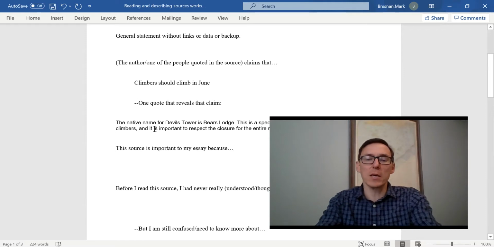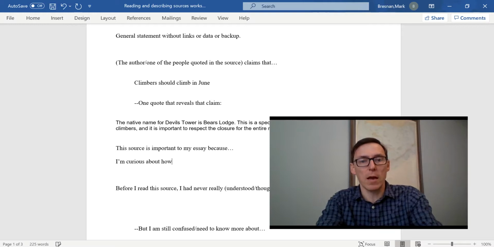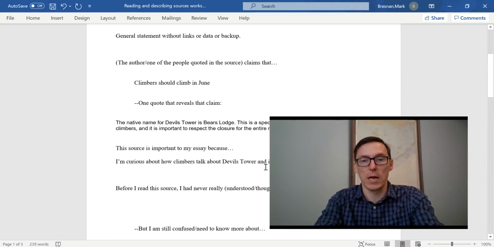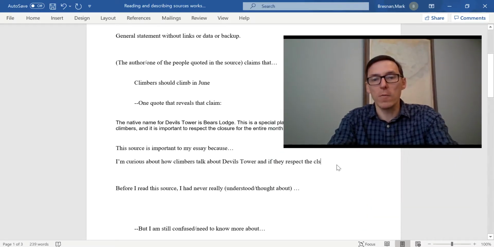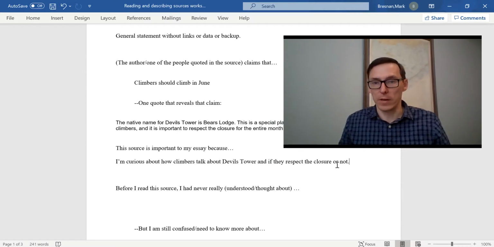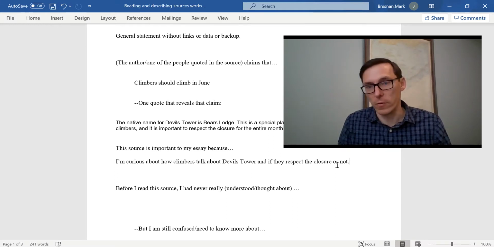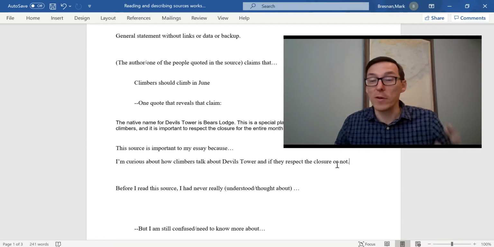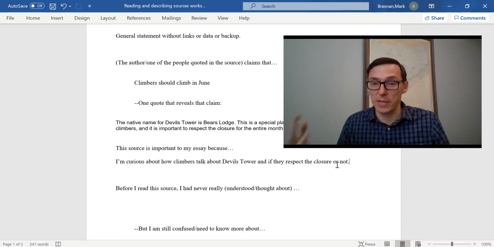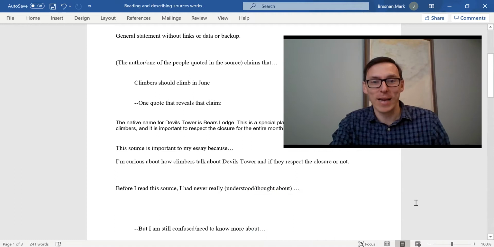This source is important to my essay because I'm curious about how climbers talk about Devil's Tower and if they respect the closure or not. And if I want to know something like this, how do climbers feel about this? I'm not going to go probably to the library database or a peer-reviewed research study. Maybe if there's a research study on opinions about climbing in Native American spaces, that would be cool. But why wouldn't I just go to the climbers website if I wanted to find that out?